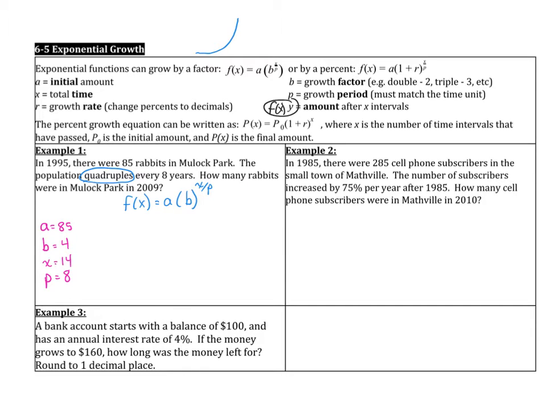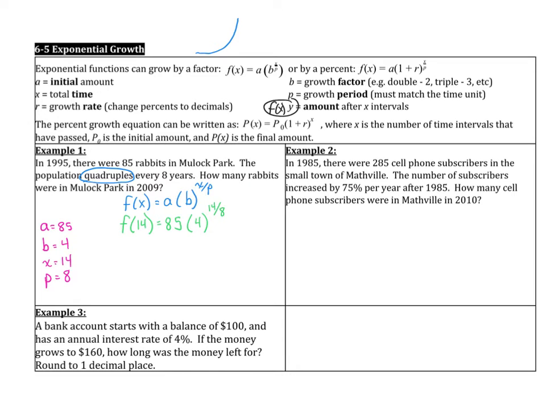Now, when you substitute these into the equation, x is 14, so f of 14. Remember, the number in the bracket represents the number that you are substituting in for x. So f of 14 is equal to, we're starting with 85 rabbits, and it's quadrupling, so it's multiplying by 4. And there's 14 years, but it's happening every 8 years.